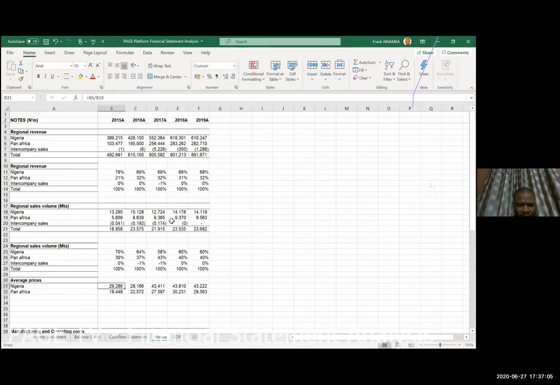Now we see the pricing difference between these two countries. For Nigeria, the average price was around 29,000 naira per metric ton he ships out, while in Pan Africa it was about 18,000. So what does this point to? Dangote actually has more pricing power in Nigeria. And you could equally agree with me that in an industry where a single player accounts for over 65%, you should believe he equally has that power.